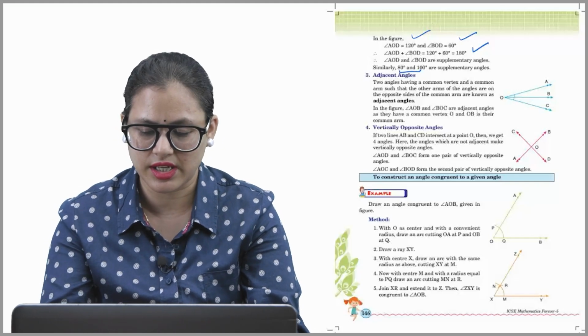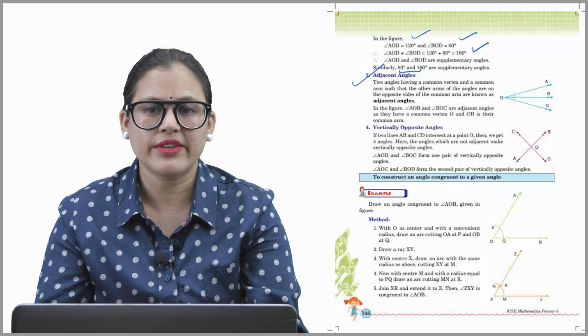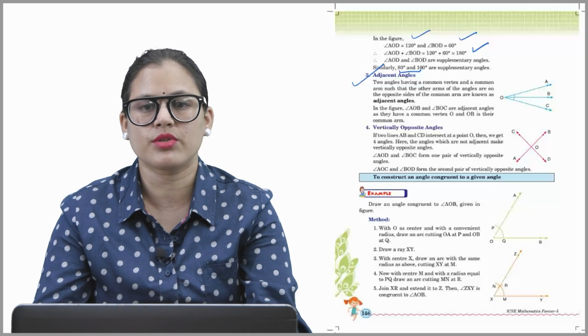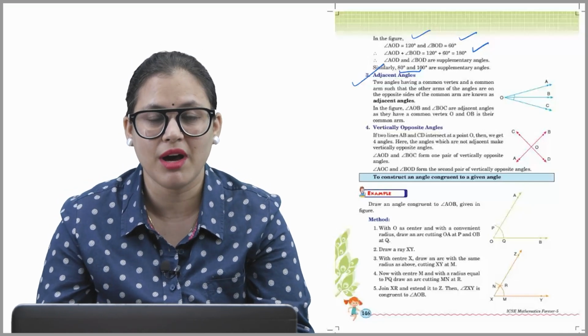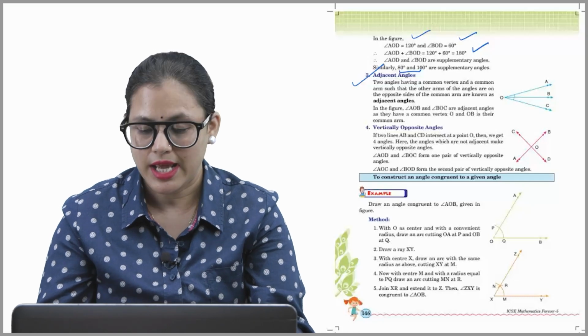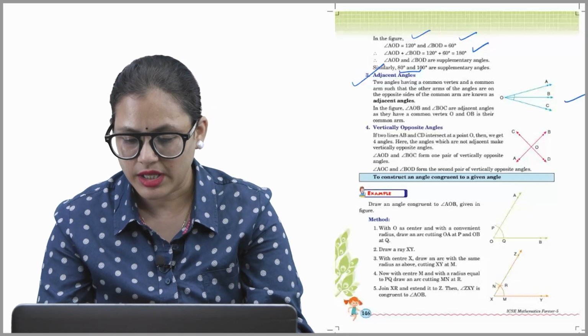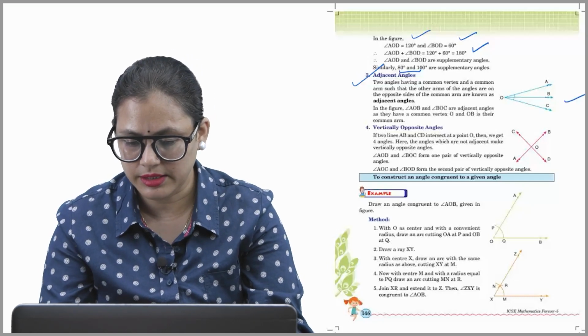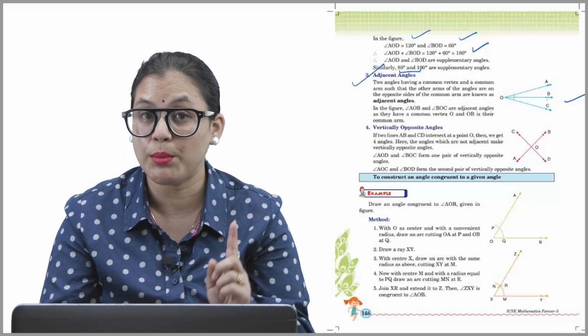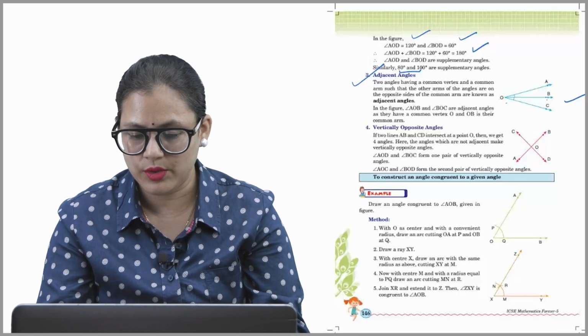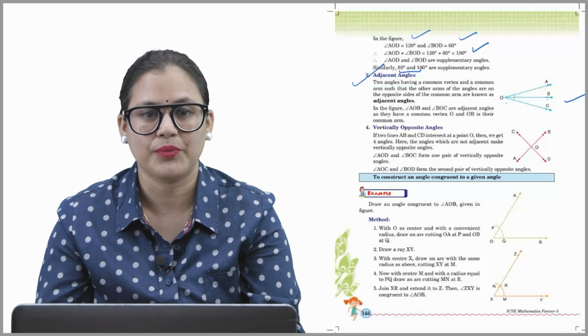Number 3, adjacent angles. Two angles having a common vertex and a common arm, such that the other arms of the angles are on opposite sides of the common arm, are known as adjacent angles. Look at this figure, angle AOB, angle BOC. These are adjacent angles as they have a common vertex O and OB is their common arm, right?